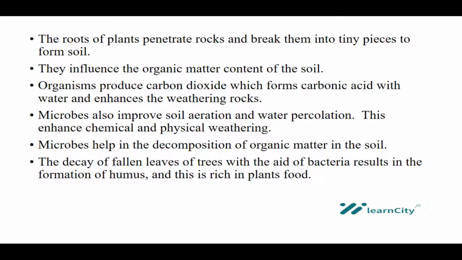Organisms produce carbon dioxide, which forms carbonic acid with water and enhances the weathering process of rocks. Microbes also improve the soil aeration and water percolation. This enhances chemical and physical weathering also.